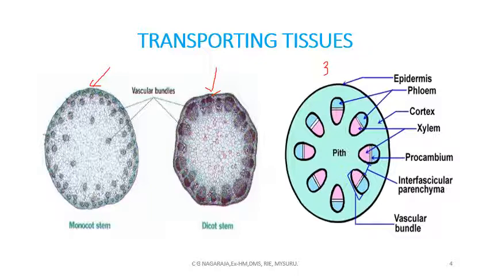Vascular bundle refers to a condition where, imagine like that, you have xylem and we have phloem outside, and maybe sometimes another tissue called cambium may be present here. It's called xylem and phloem. This combination of xylem and phloem, it's called the vascular bundle.